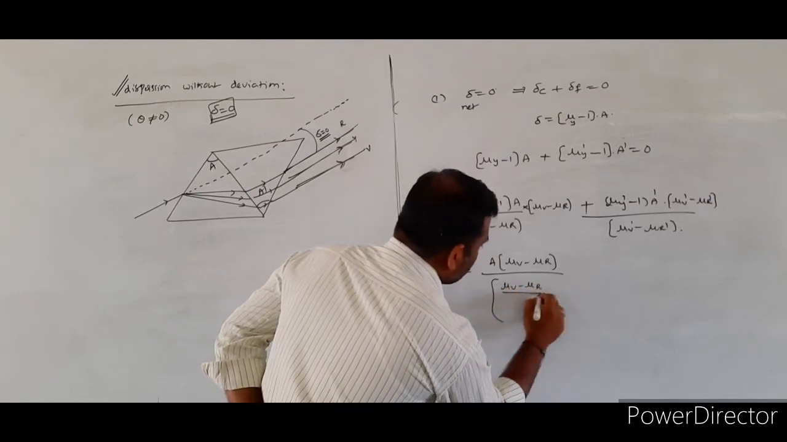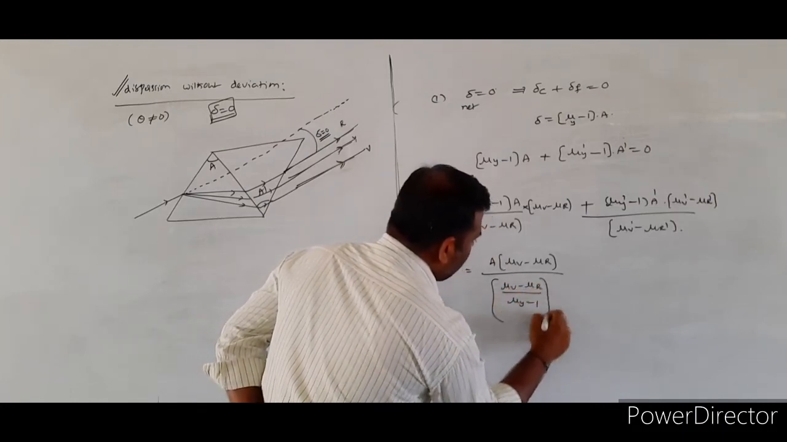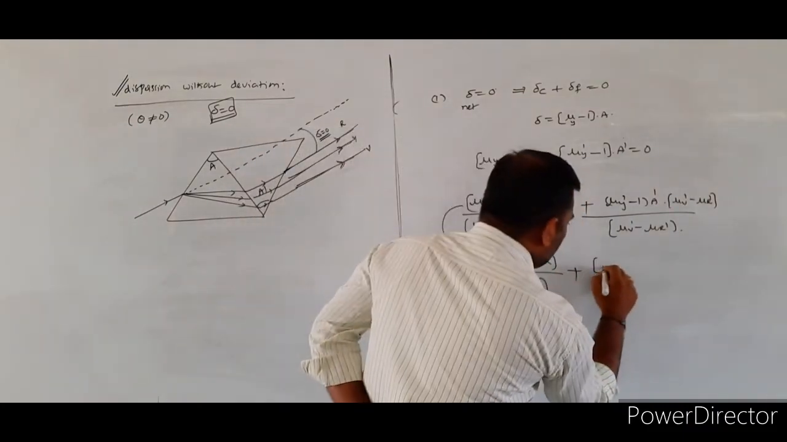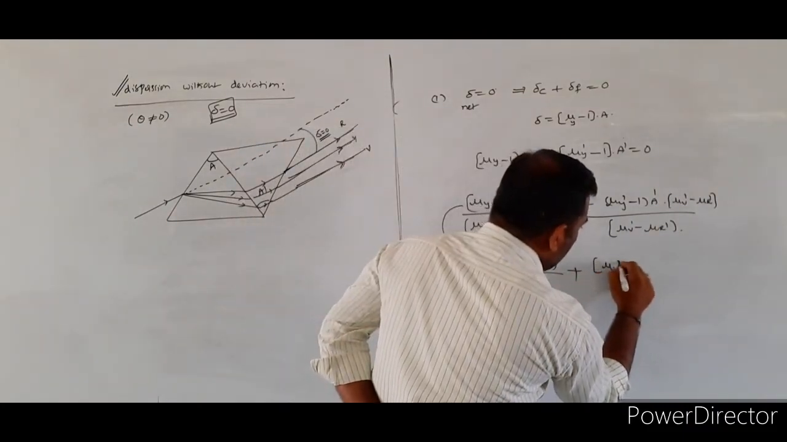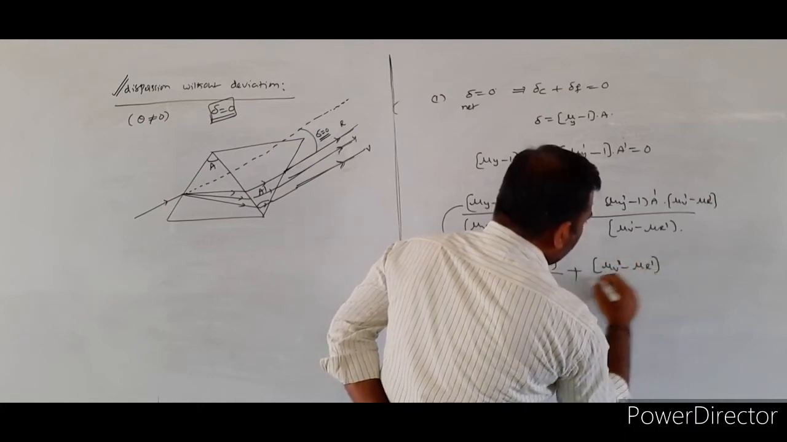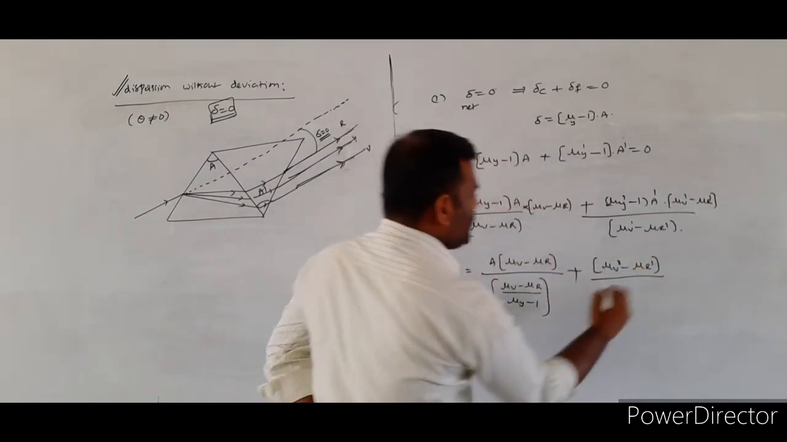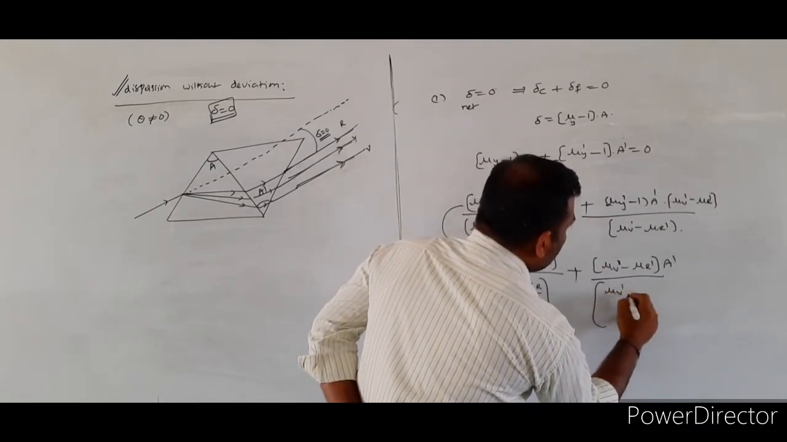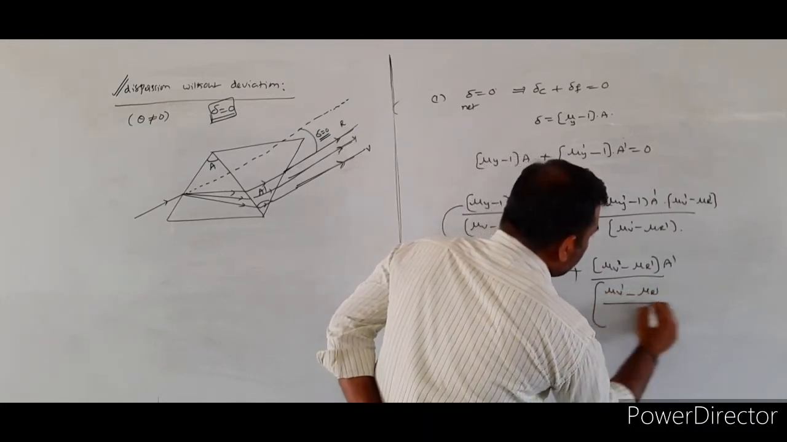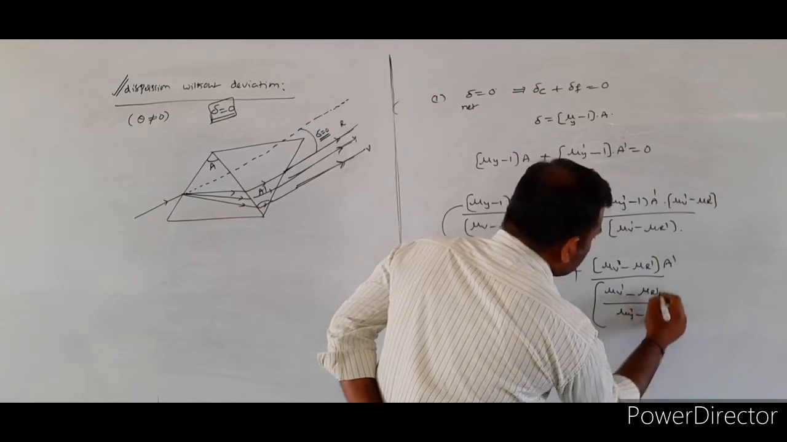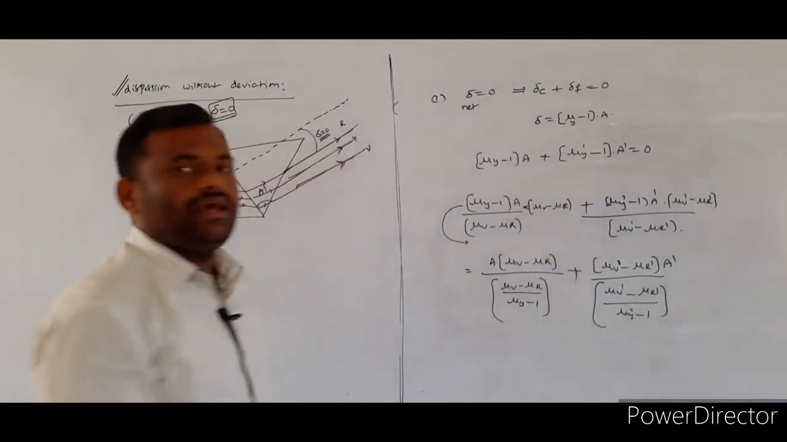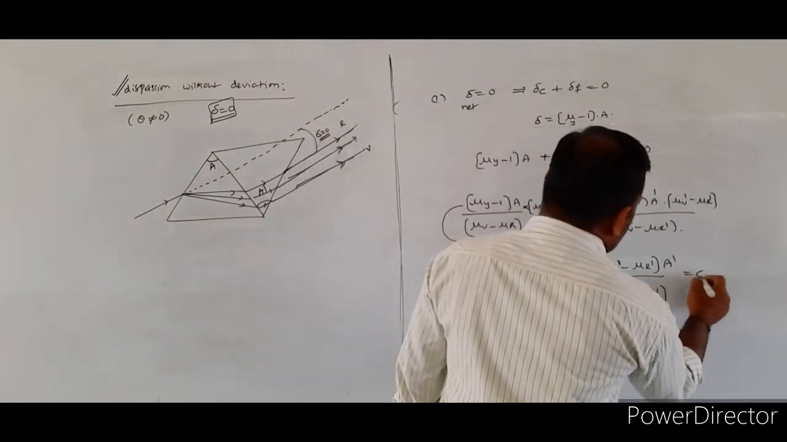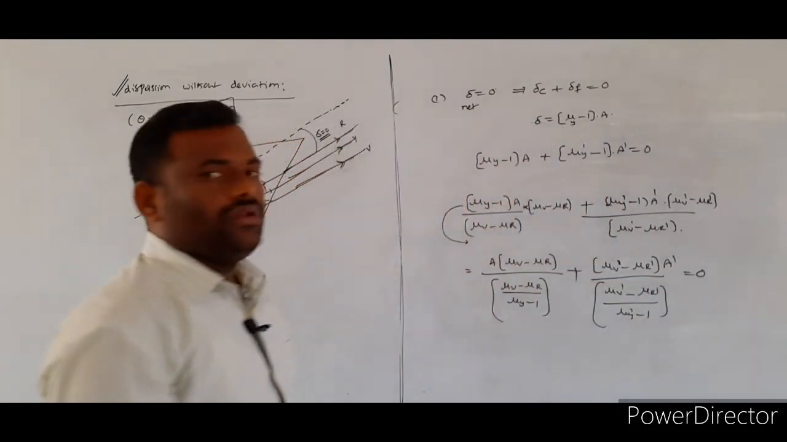Mu v minus mu r by mu y minus 1 plus again mu v dash minus mu r dash into A dash, so this value is equal to mu v dash minus mu r dash by mu y dash minus 1. Like this we will write. So what is this? The total deviation value is equal to what? 0.